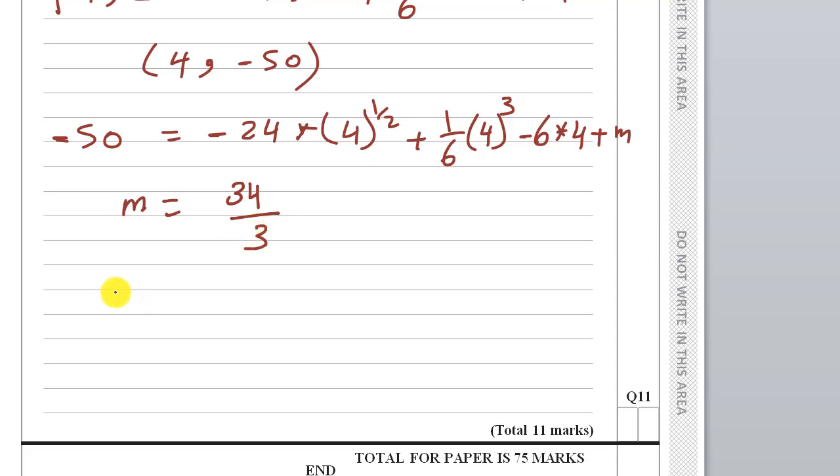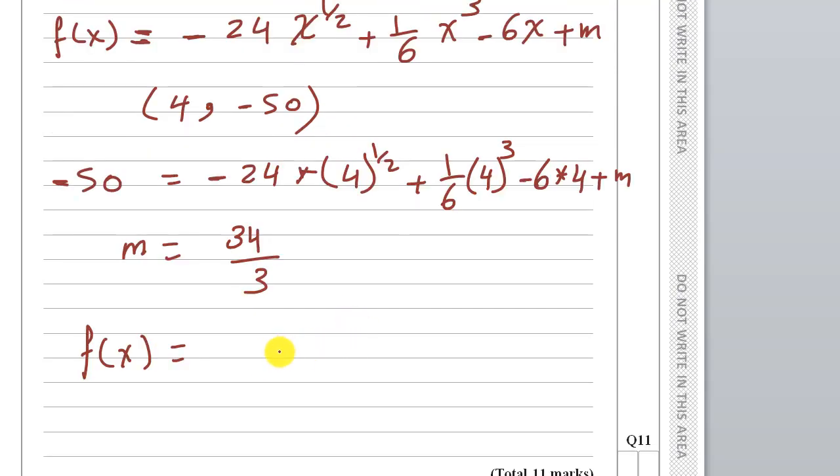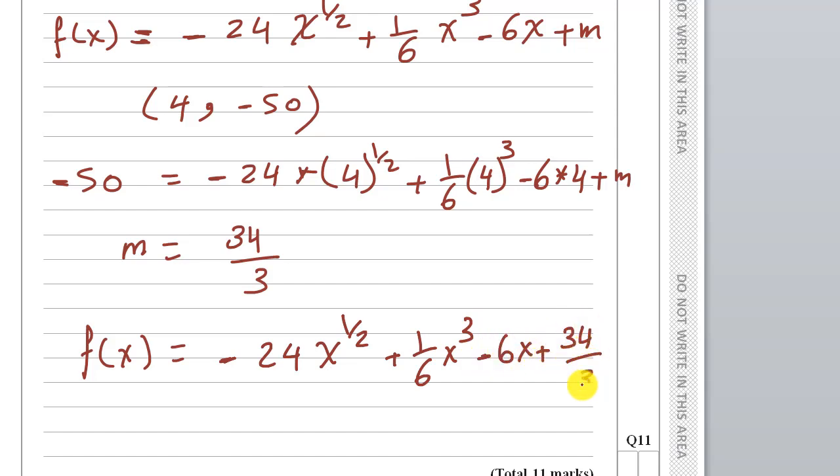So the equation f of x is equal to minus 24x power half plus 1 over 6x power 3 minus 6x plus 34 divided by 3. And this is the answer of this question, and this is the end of this exam.